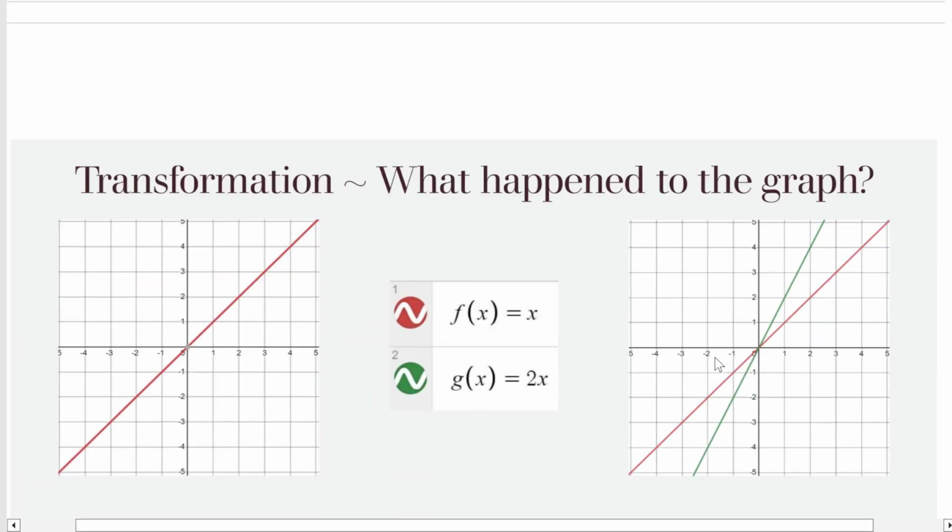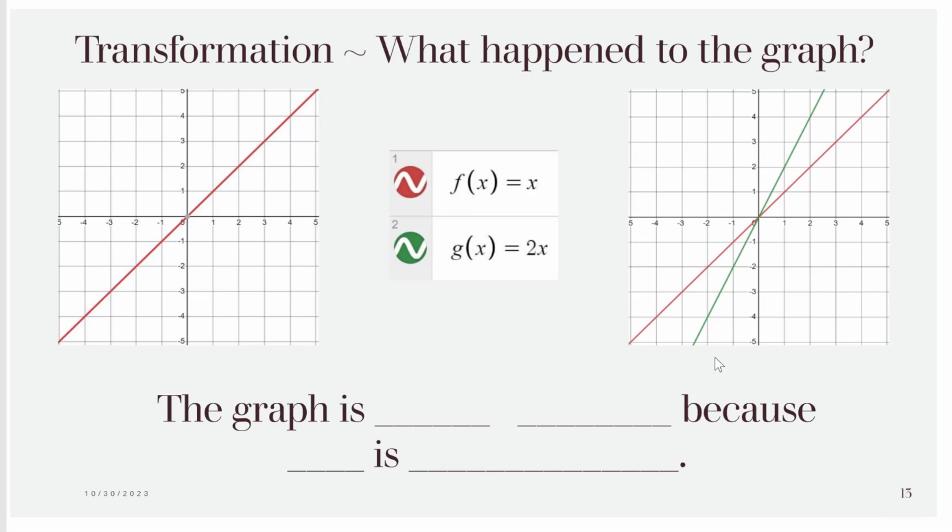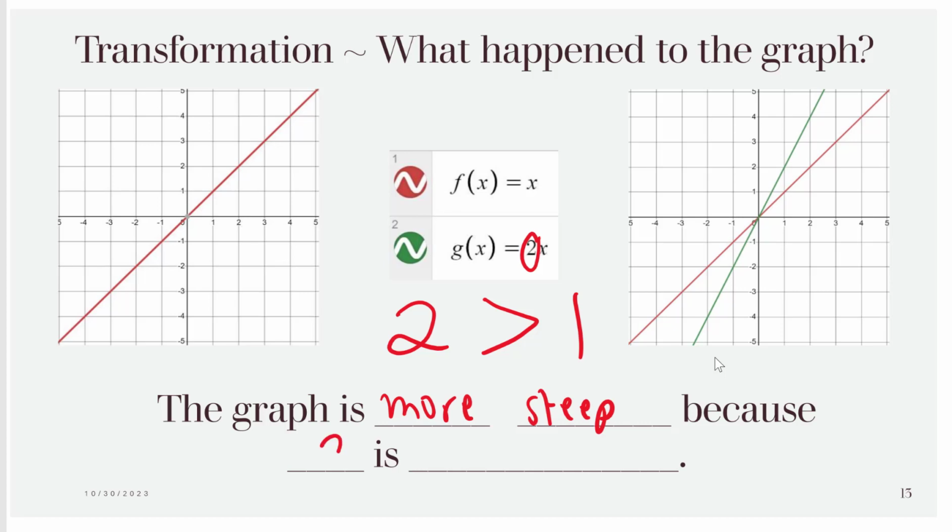Check out the next example. 2. How does 2 compare to 1? 2 is greater than 1. The graph is more steep because 2 is greater than 1.